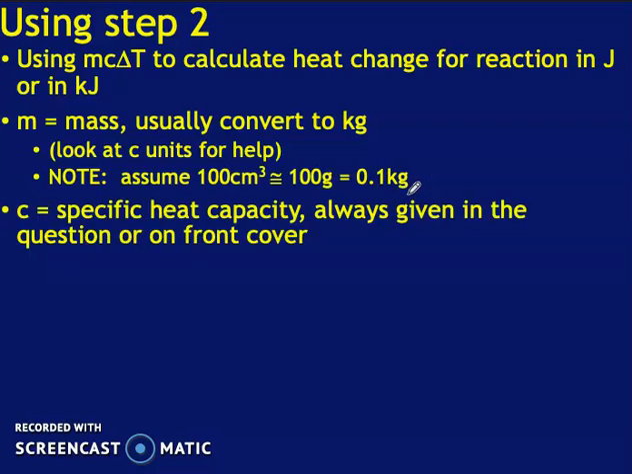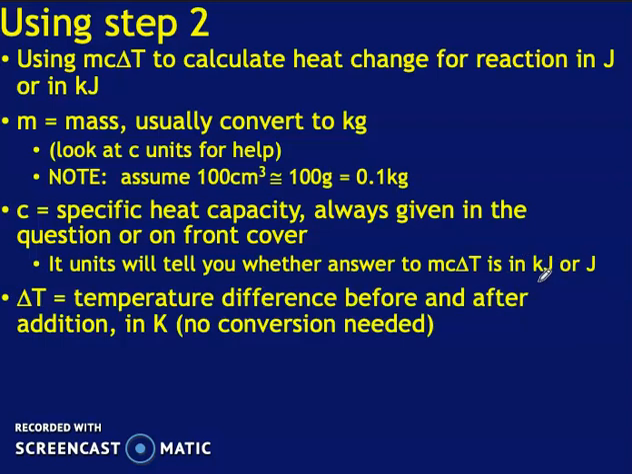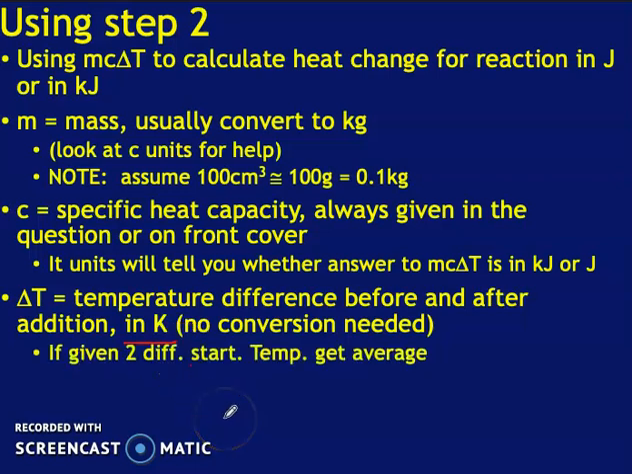The C is a thing called specific heat capacity, and it's always going to be given in your question or on your front cover. And its units will tell you whether your answer is in kilojoules or joules, and I'll show you that in a second. Okay, so the last bit is the delta T, and that's the temperature difference before and after addition. It is in Kelvin, but in reality there's no conversion needed, because 293 minus 273 would give you 20 Kelvin. That's the exact same as 20 degrees. Here, you just have to note that if they give 2 different starting temperatures, you have got to get the average. Okay, so that can be a kick.